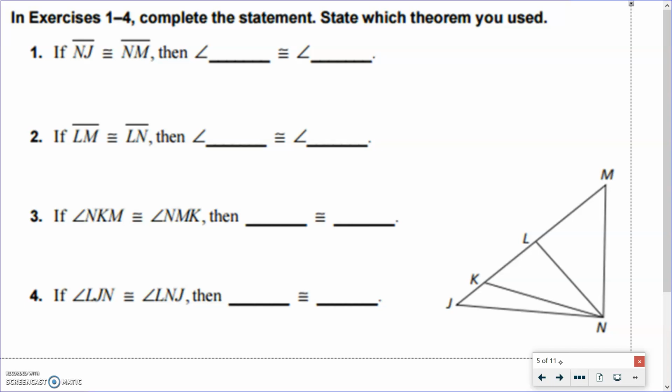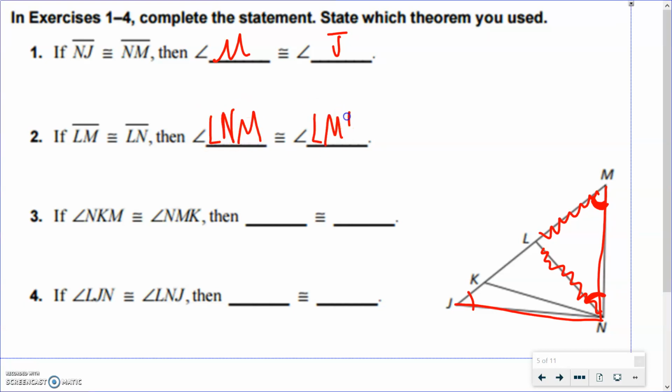So for example, in this diagram, if NJ, so that's this side here, and NM are congruent, then that means that angle M and angle J are also congruent. Okay? And then we can look at this next one and say if LN and LM are congruent, so those two sides there, then this angle here and this angle here are congruent. Okay, and we have to use three letters to name the angles this time. So LNM and LMN, because this angle N could signify a number of different angles.